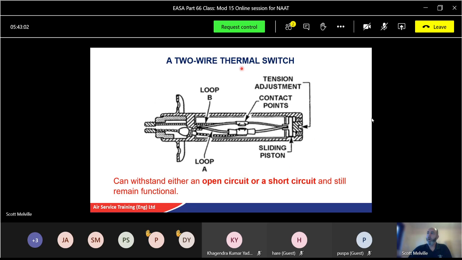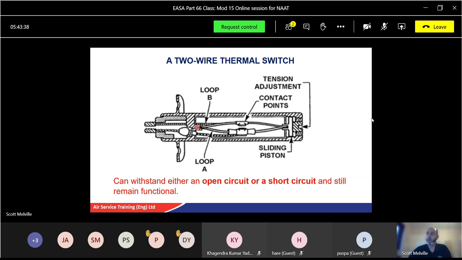Looking at a two-wire thermal switch, again, pretty much the same ones I've got already. This type of two-wire thermal switch can withstand either an open circuit or, in fact, a short circuit, so it will work on both. So it's a double protection effect, and it will still remain functional. As long as you remember that a two-wire thermal switch can work on either open or short circuit and still work properly.